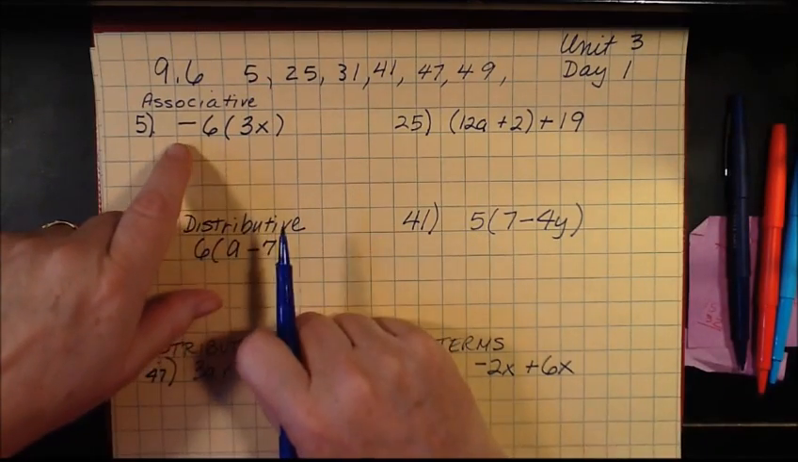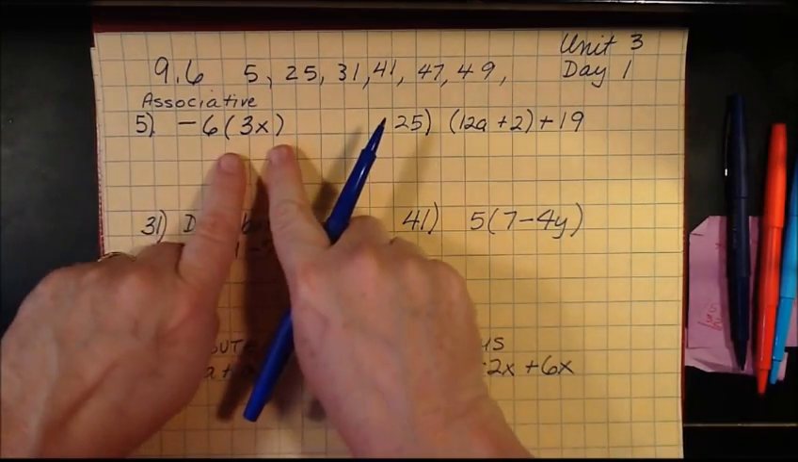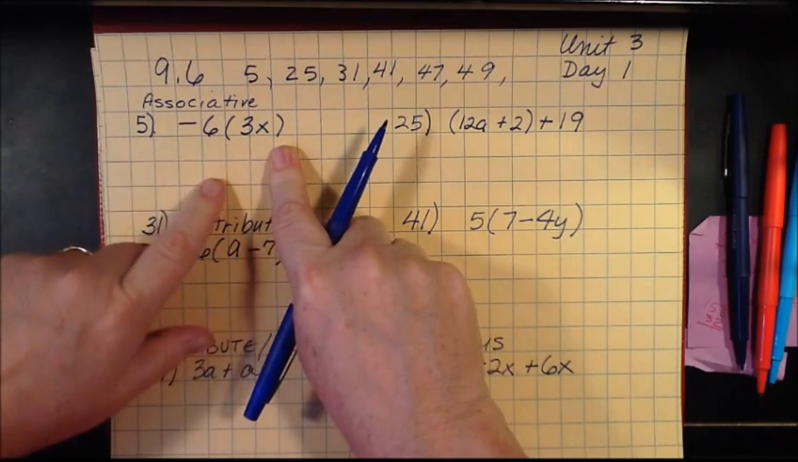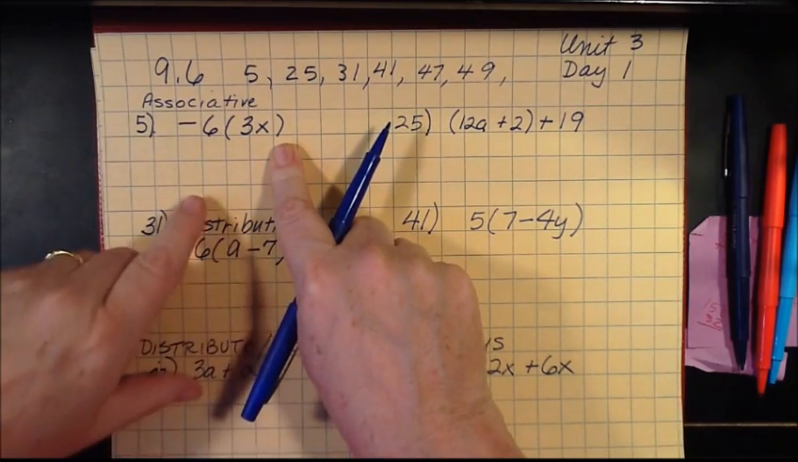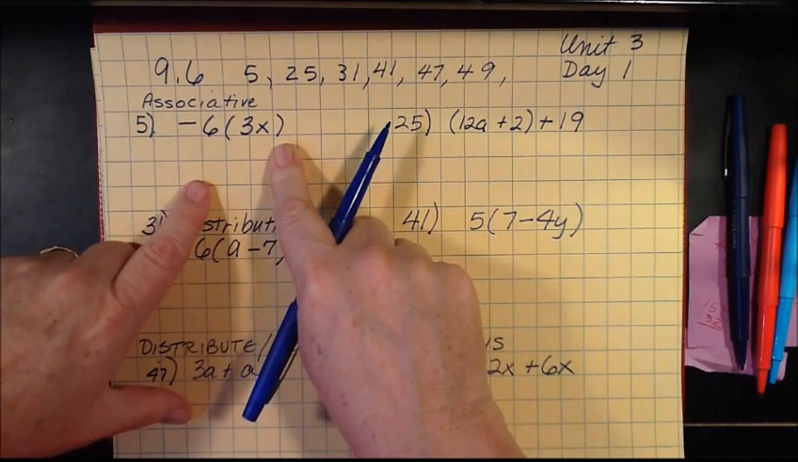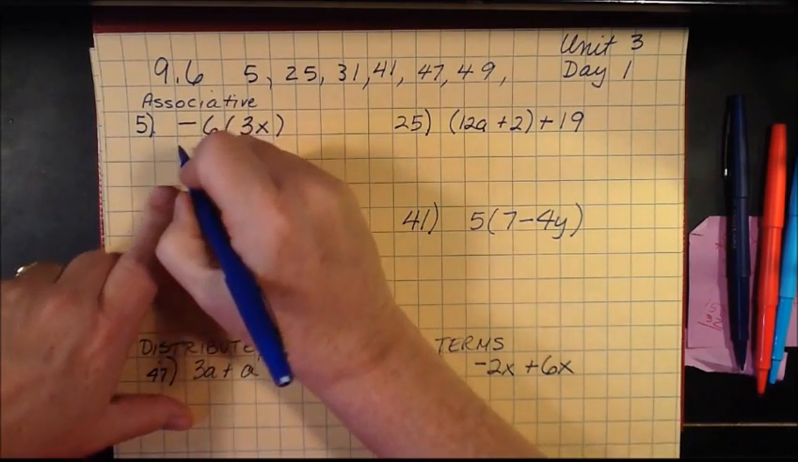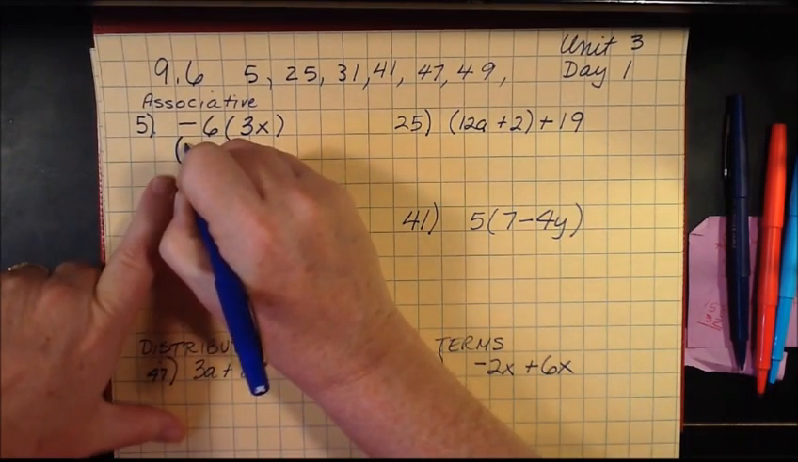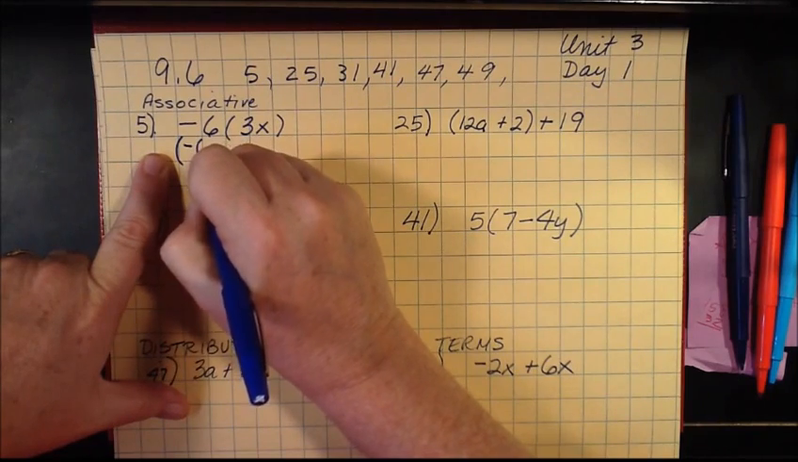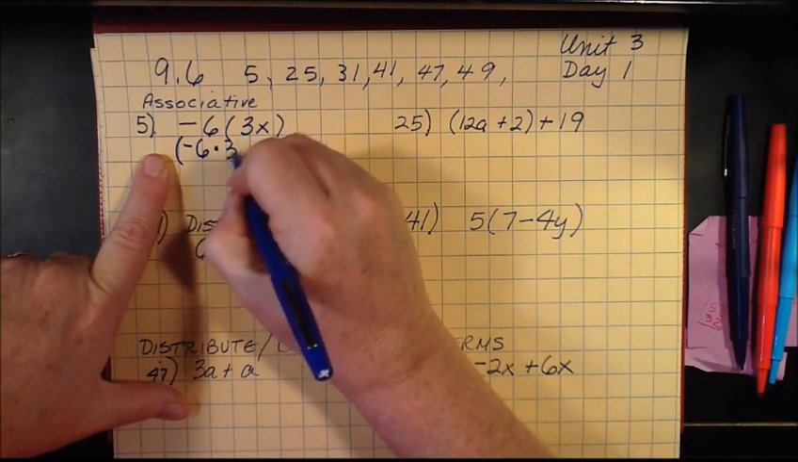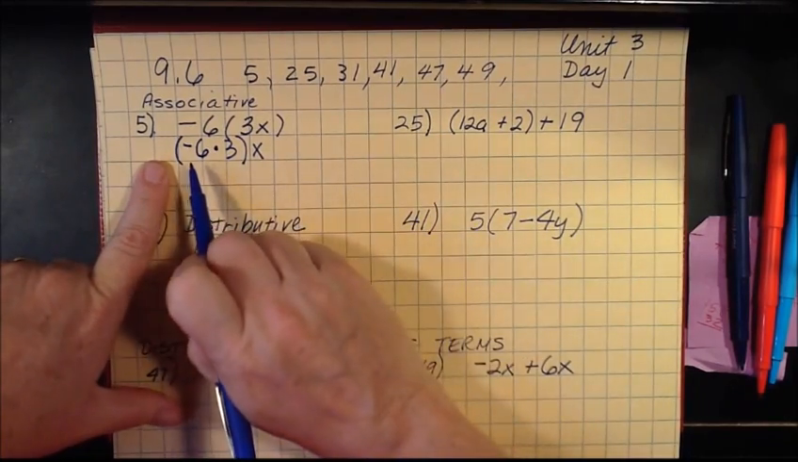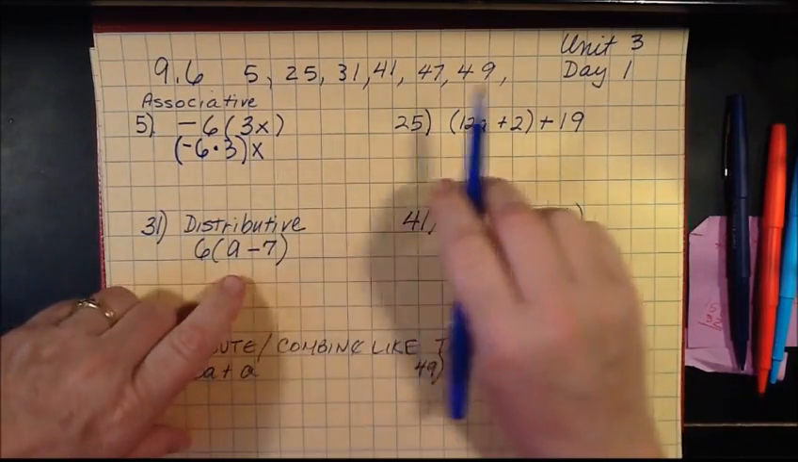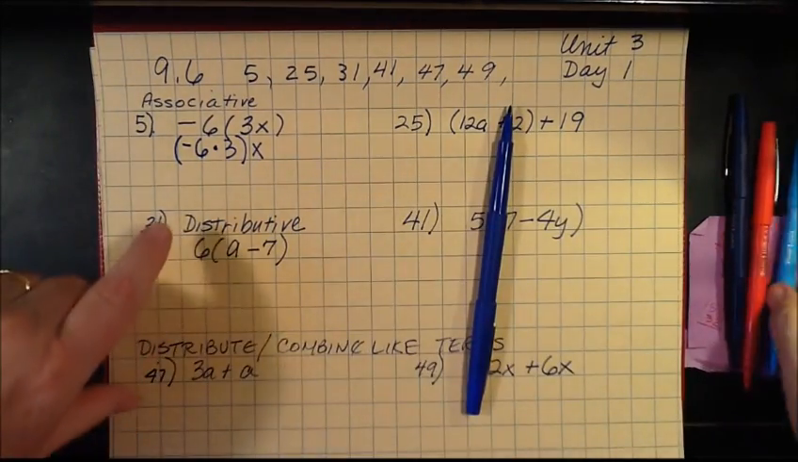So here I have negative 6 times 3x. The associative property tells us that if you're adding or multiplying, you can regroup the parts of the problem. So here I can make a parenthesis and I can say negative 6 times 3 times x. And basically I haven't changed the value at all, I've just changed how the grouping works.